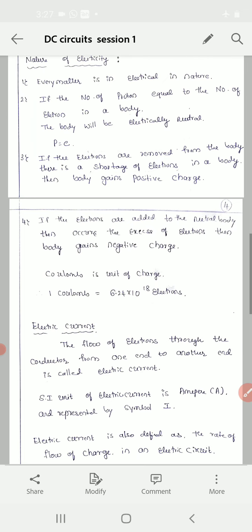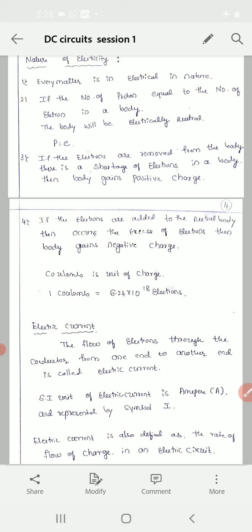1 coulomb is equal to 6.24 into 10 raised to 18 electrons. This is our nature of electricity. First one, every matter is electrical in nature. Second, if the number of protons is equal to the number of electrons in a body, then the body will be electrically neutral.